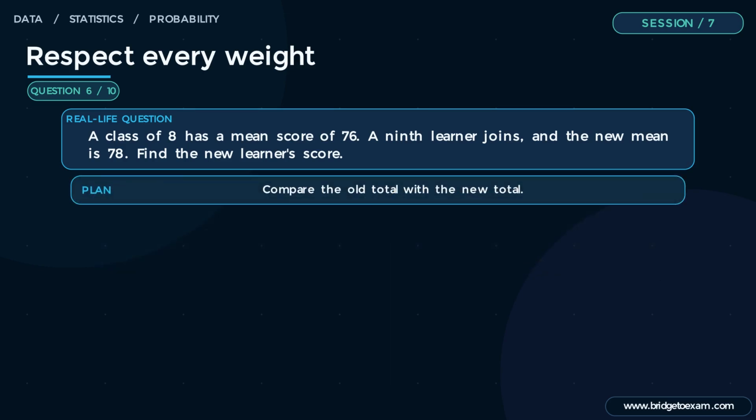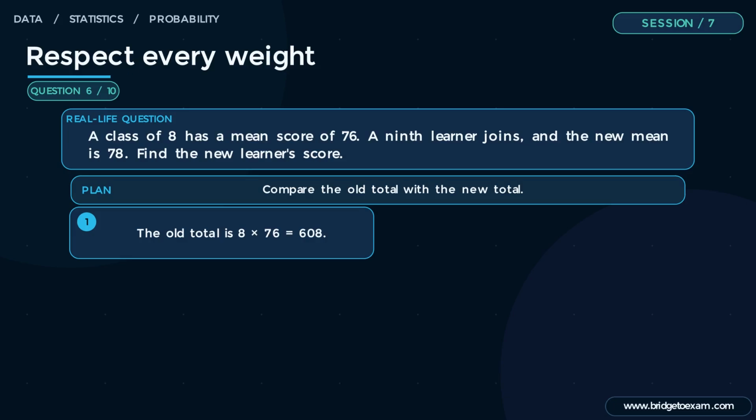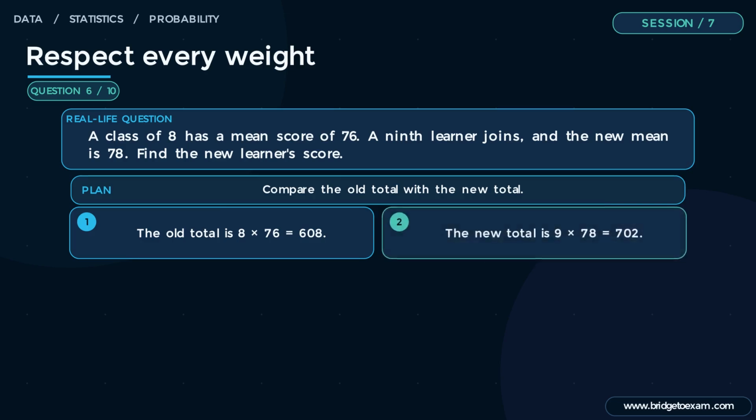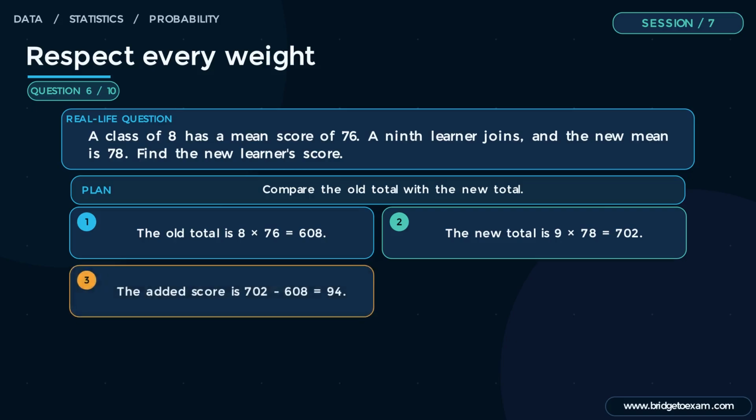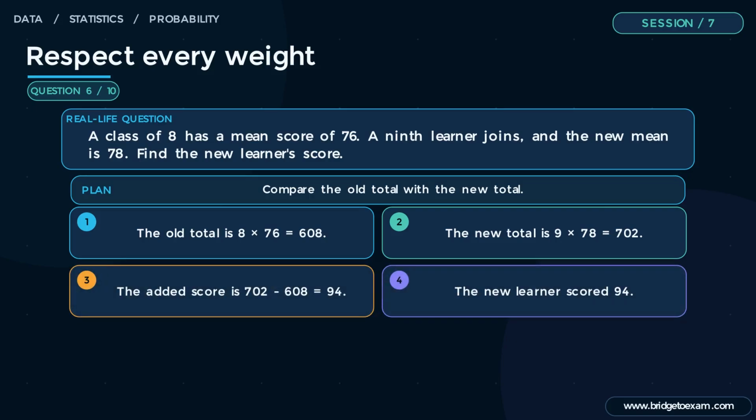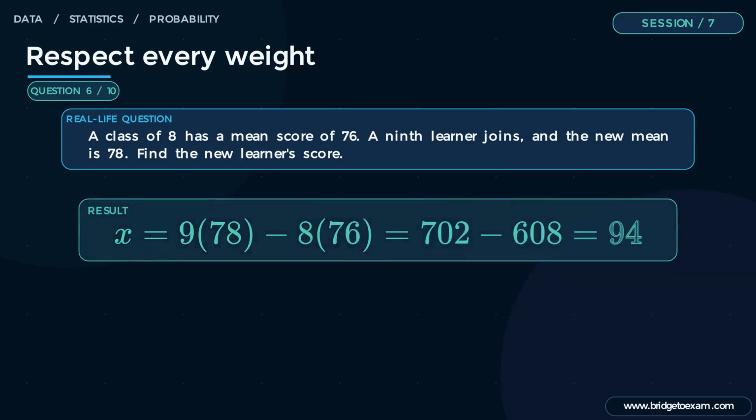Step 1. The old total is 8 times 76 equals 608. Step 2. The new total is 9 times 78 equals 702. Step 3. The added score is 702 minus 608 equals 94. Step 4. The new learner scored 94. Quick check. Adding 94 to 608 gives 702, and 702 divided by 9 equals 78.